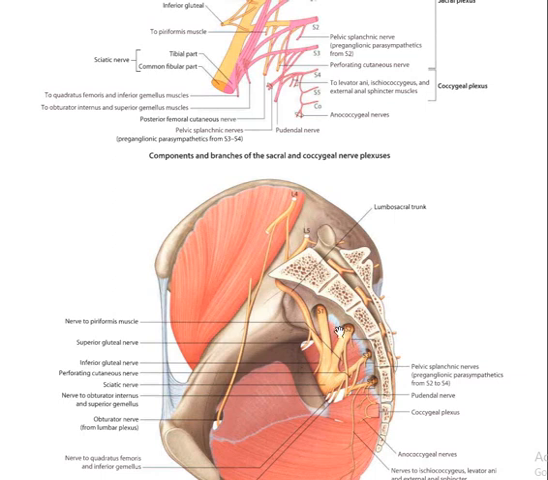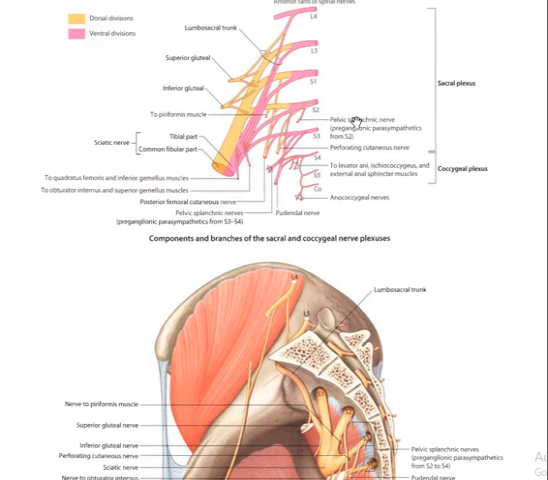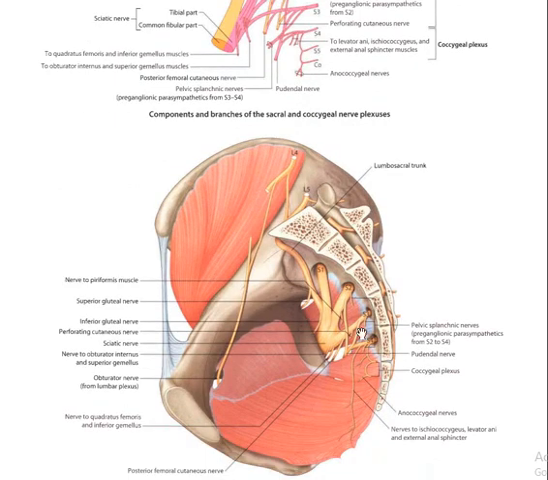We have the pelvic splanchnic nerve. So we have the pelvic splanchnic nerve of S2 to S4, which are going to supply all the parasympathetic nerve of the pelvis. We have the anococcygeal nerve, which, with the coccygeal plexus, is going to supply the coccygeus muscle, and they are also going to have nerve to ischiococcygeus and levator ani, which are going to supply the ischiococcygeus, the levator ani, and external anal sphincter here.